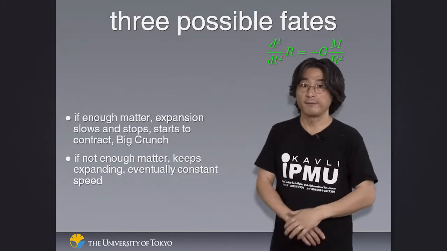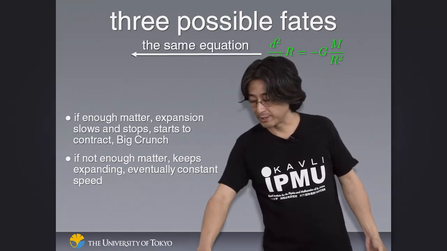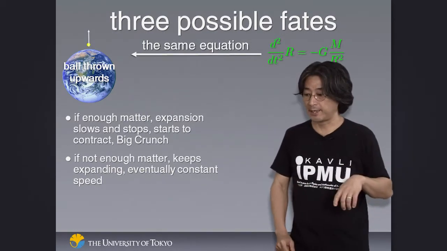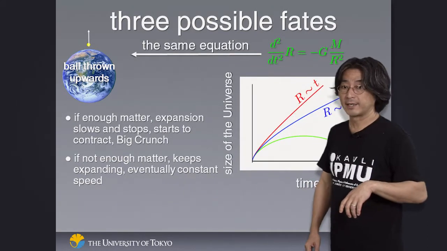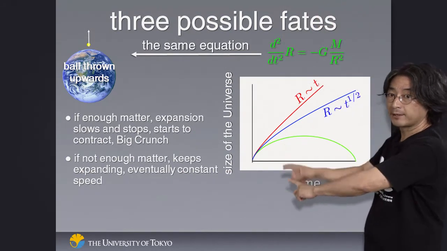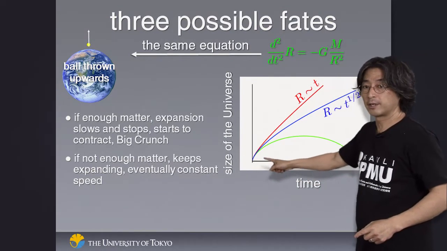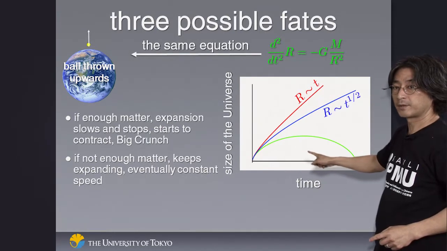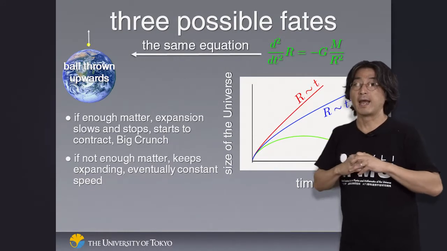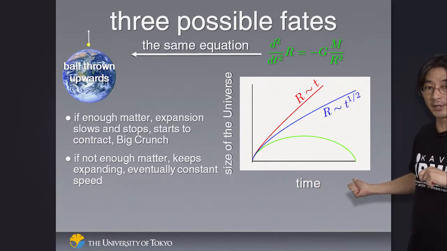And given this, you have three possible fates. If you use this equation, which is the same thing as throwing the ball upwards from the surface of the earth, you can immediately see three possibilities. One of them, as I said already, is that the ball keeps going up to some extent, but slows down and stops, and then comes back down. So that's the green curve here. As time goes on, the universe gets bigger and bigger, but slows down, stops here, and starts to come down, and then eventually ends up with the big collapse. And this is called the Big Crunch. The universe starts with the Big Bang and may end up with the Big Crunch.